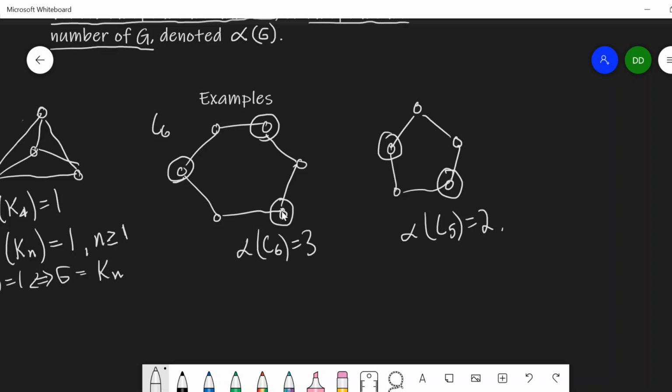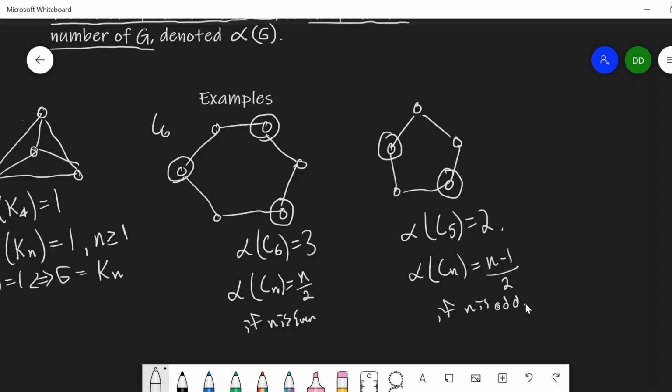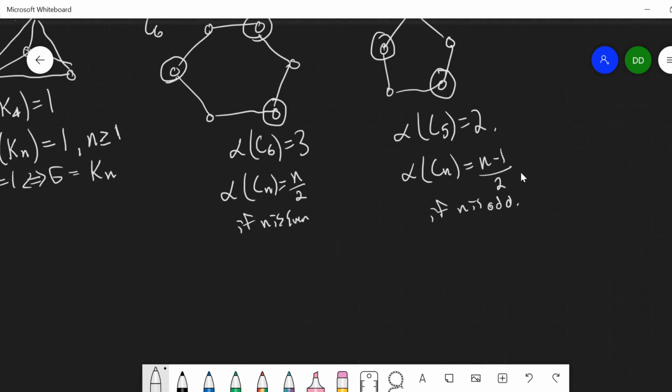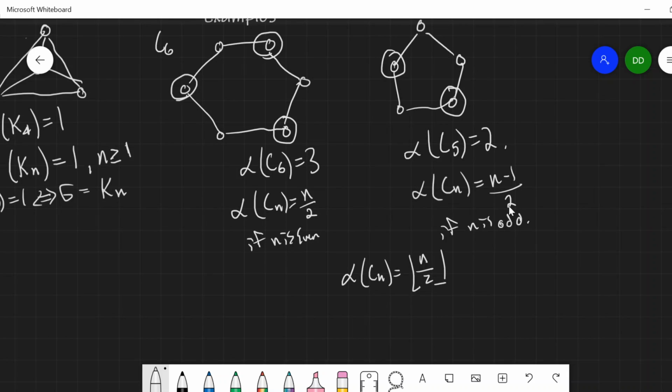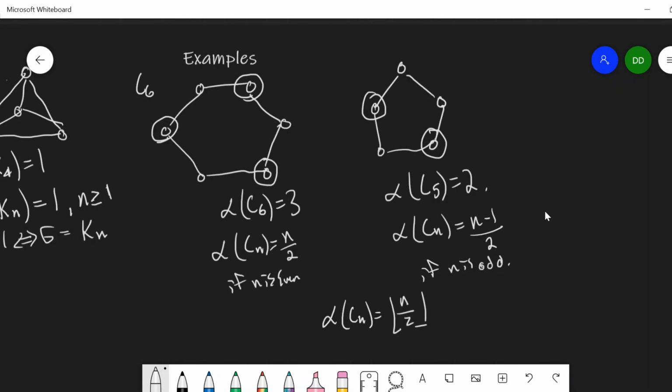And in general, this will continue. If I have an even ordered cycle, I can take every other vertex for an independent set. And so I'll get n over 2. So alpha of Cn equals n over 2 if n is even. And alpha of Cn will be equal to n minus 1 over 2 if n is odd. And so in general, alpha of Cn is equal to the floor of n over 2.